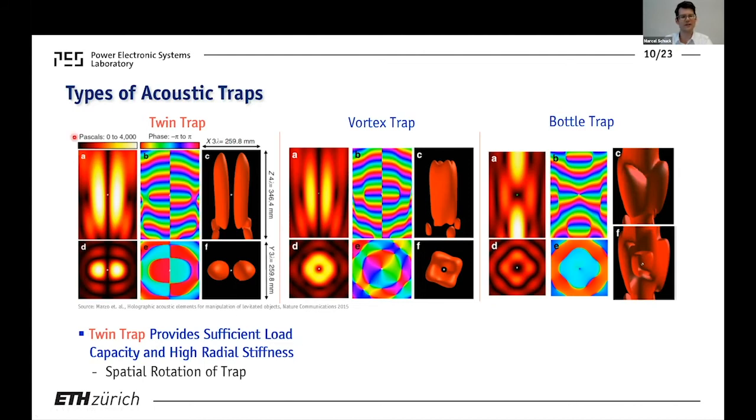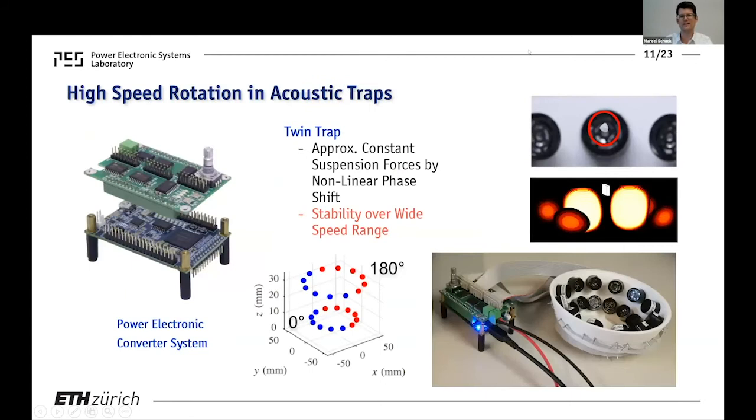For our first experiments, we chose the twin trap because it provides sufficient load capacity for lightweight particles, meaning in the beginning we use styrofoam, but it also offers the opportunity to rotate particles and has a high radial stiffness. So one of our first setups looked like this. Again, we have an FPGA to generate the phase signals that we desire. We have a power electronics board that goes on top of this FPGA.